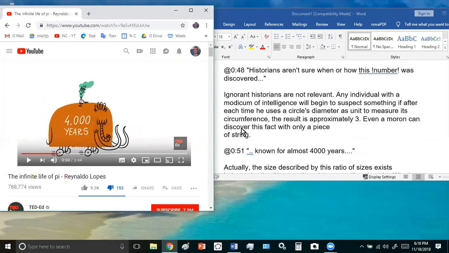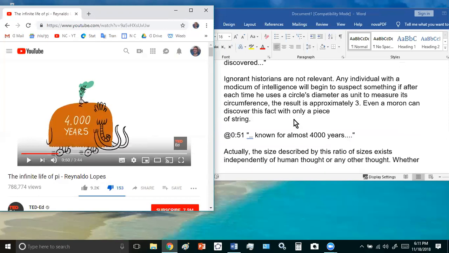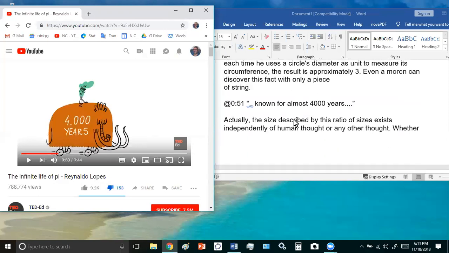Any individual with a modicum of intelligence will begin to suspect something if, each time he uses a circle's diameter as a unit to measure its circumference, whether using a piece of string or a cloth or anything, the result is approximately 3. Even a moron can discover this fact with only a piece of string. Then he says it's been known for almost 4,000 years.